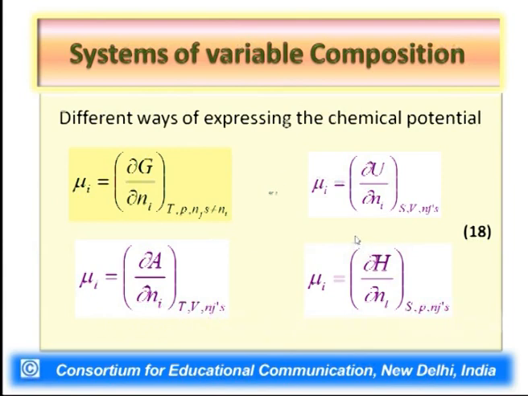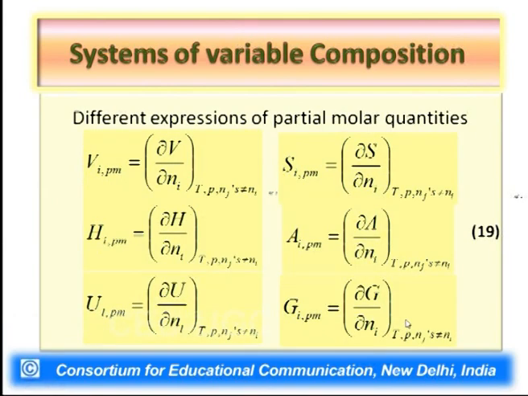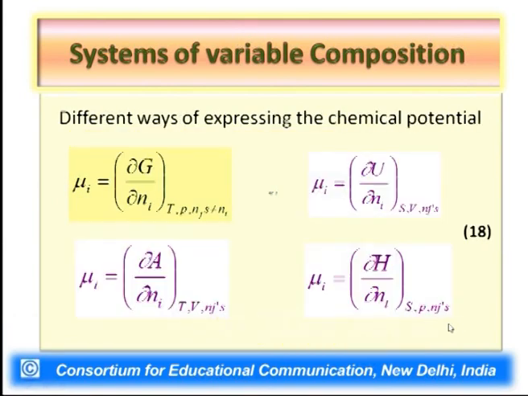Now, what is important to note is that it is the change in Gibbs free energy under condition of constant temperature, pressure and N_j's. It is the change in internal energy under condition of constant entropy, volume and N_j's. For Helmholtz free energy, under condition of constant temperature, volume and N_j's. And when you express chemical potential in terms of change in enthalpy, you are required to keep entropy, pressure and N_j's constant, because these are the natural independent variables for enthalpy.